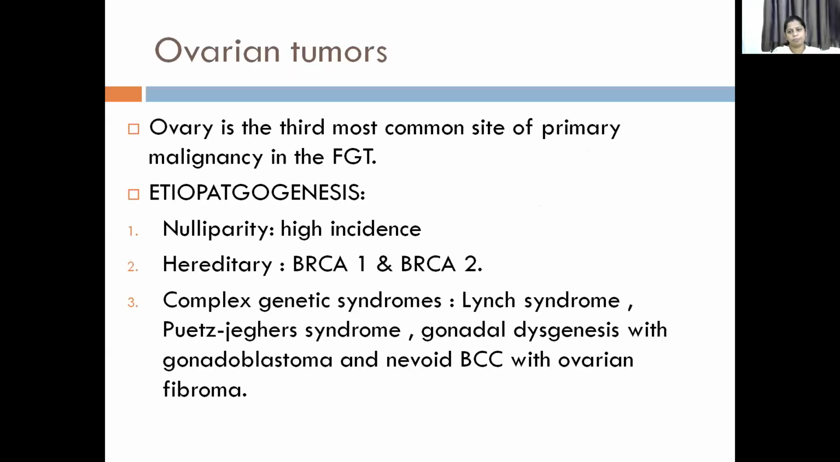Now coming to the ovarian tumors. The ovary is the third most common site of primary malignancy of the female genital tract; first in place is the cervix, then the uterus.